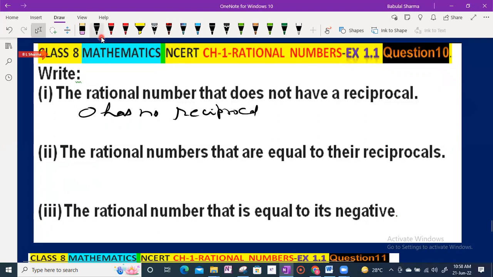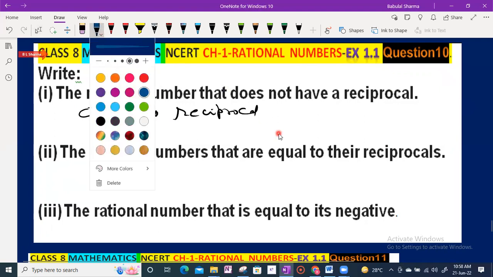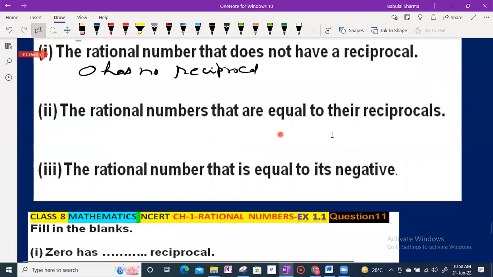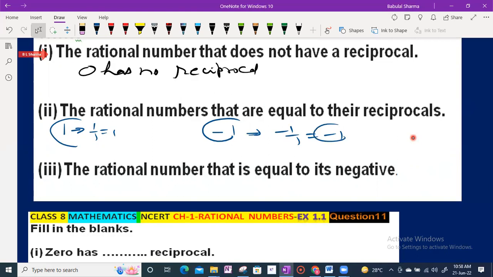Second part of it is, the rational numbers that are equal to their reciprocals. I am taking 1. Its reciprocal is 1 upon 1. Yes, that is also 1. And I am taking minus 1. Its reciprocal is minus 1 upon 1. That is also minus 1. So we can say there are two numbers, 1 and minus 1. 1 का reciprocal भी 1 होता है, minus 1 का reciprocal भी minus 1 ही होता है. So there are two numbers.